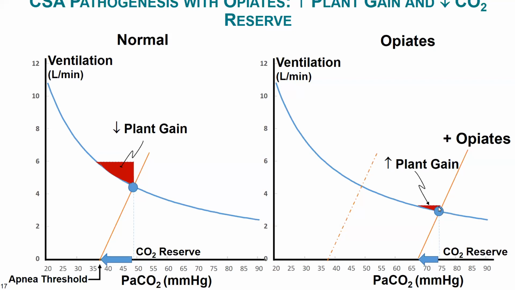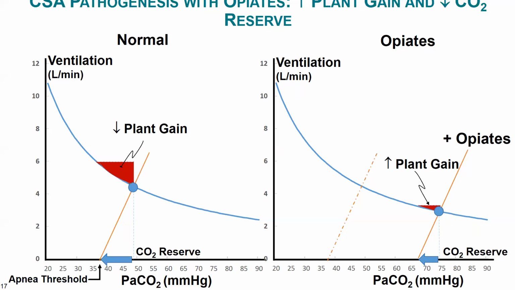And so now minor increases in ventilation lead to major drops in CO2. And that's the effect of opiates or any respiratory or ventilatory depressant medication. The pharmacologic agents that depress ventilation lead to a marked increase in plant gain, meaning minor perturbations in ventilation lead to major excursions in CO2. And when we increase our ventilation by just a wee bit here, you can see by comparison to the normal situation, we blow down our CO2 just far enough that we hit the apnea threshold and we have a central apnea. And that happens repeatedly again and again as we rouse ourselves from a central apnea.